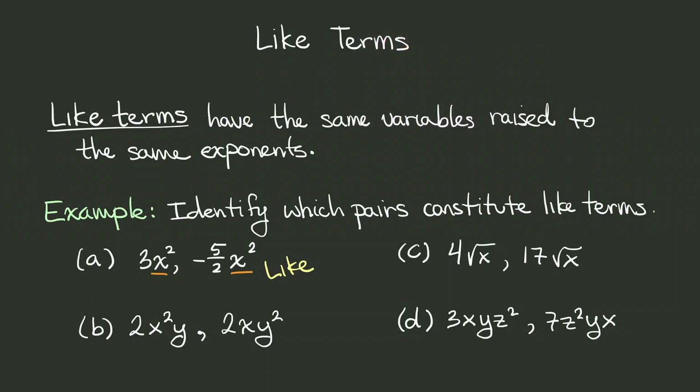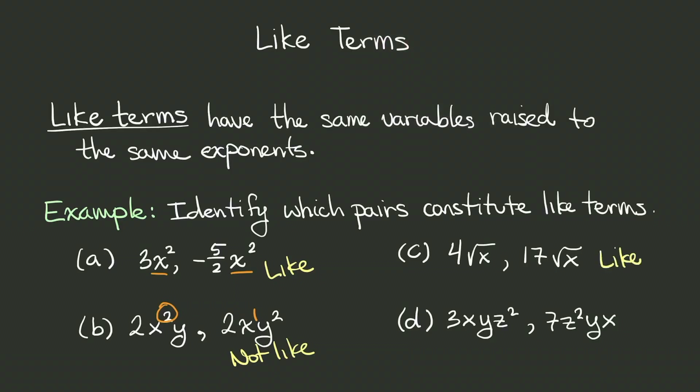In part B, both of the terms have x and y as the variables. However, the power on x in the first term is 2, whereas the power on x in the second term is 1. Since they don't match, these are not like terms. In part C, we only have one variable, x, and it's raised to the 1/2 power since we have the square root in both cases. Since we have the same variable raised to the same powers, these are like terms.